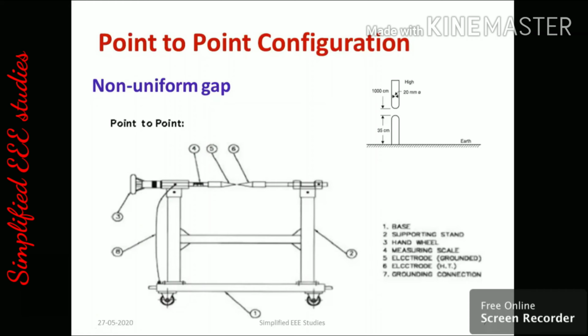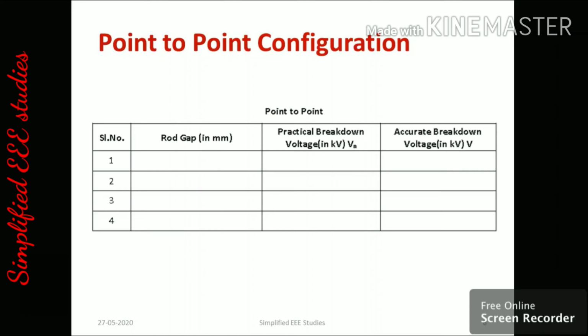Okay, the procedure is same. So you have to maintain zero setting first to avoid the errors. Later you have to vary the gap: 10 mm, 20 mm, 30 mm, 40 mm, 50 mm, etc. Likewise, you can take as many readings as you can. And corresponding practical spark over voltage, that means practical breakdown voltage, has to be tabulated for each gap.